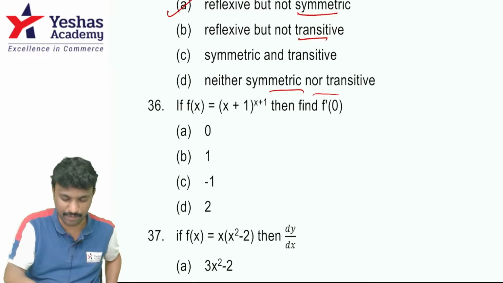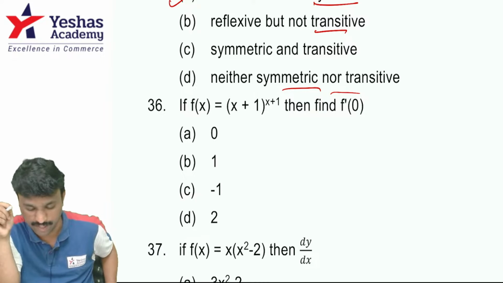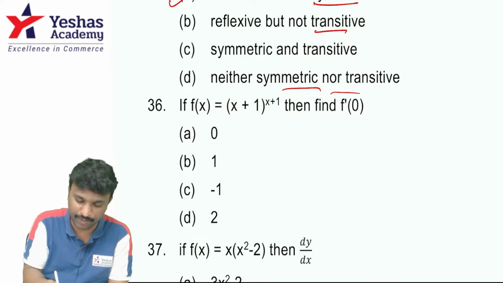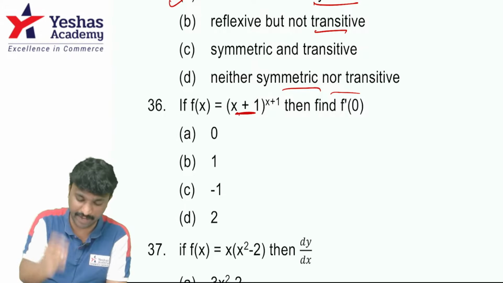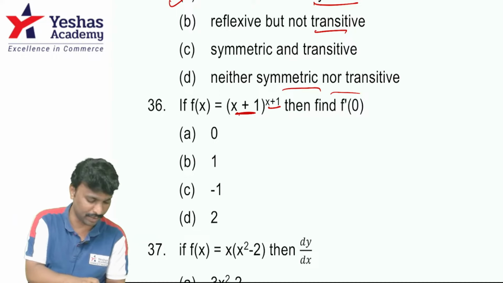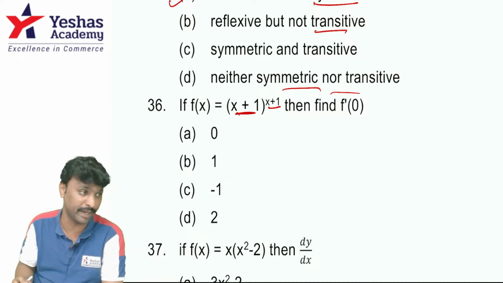Moving on to the next question, f of x is equal to (x plus 1) whole power (x plus 1), then find f dash of 0. So what is f dash? It's d by dx. If you look at the base, it's variable. If you look at the power, that is also variable. When the base and the power both are variables, you have to do logarithmic differentiation.